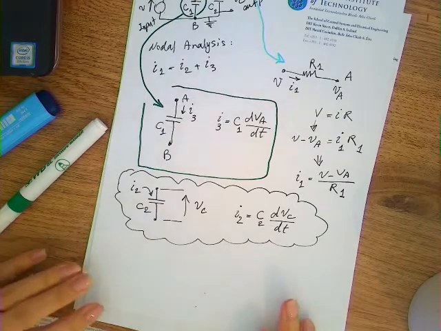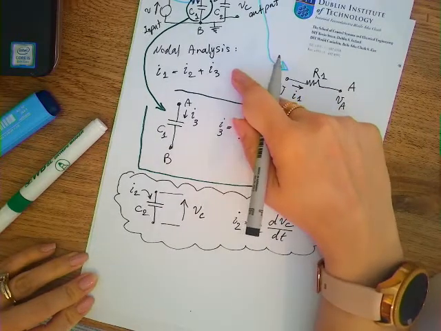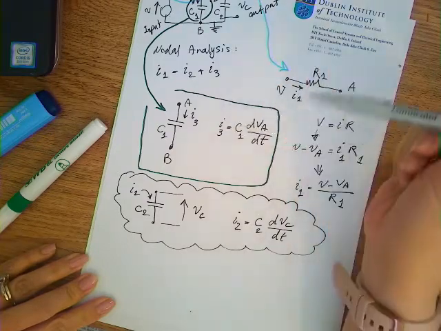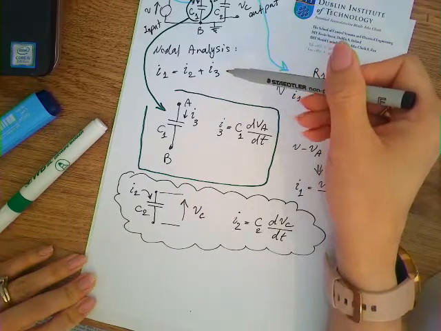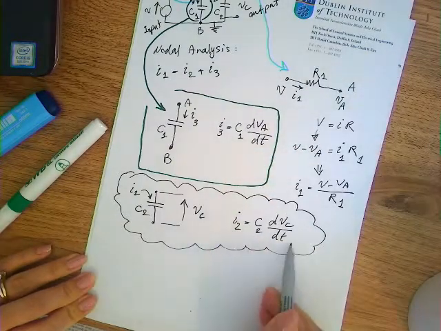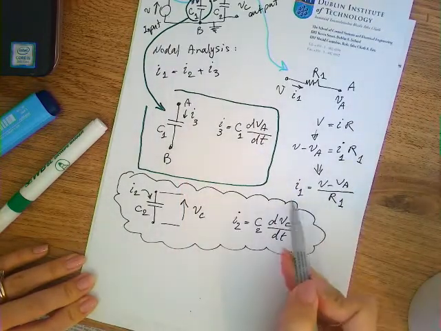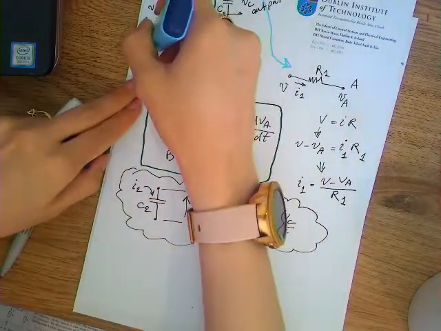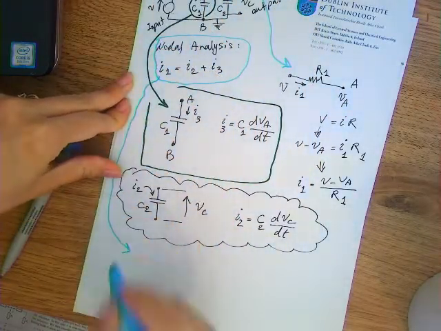Okay. Now, what we can do is rewrite the nodal analysis that we have here, and replace I2, I3 and I1 inside this equation. Or what we sometimes say, we substitute. So we are going to put the equivalent of I2 here, the equivalent of I3 here, and the equivalent of I1 here. I'm going to write it down again. So this nodal analysis is going to be rewritten.